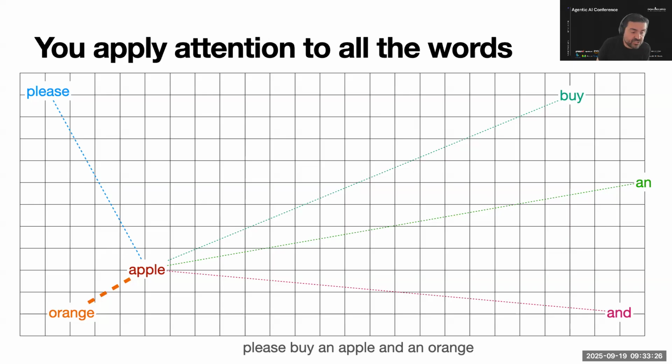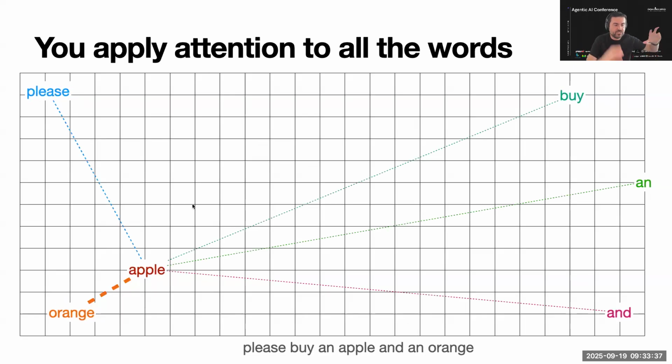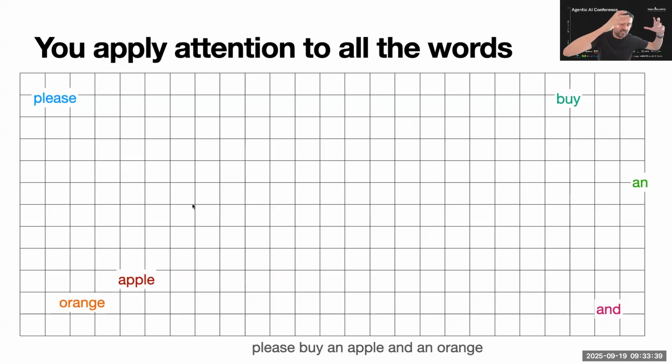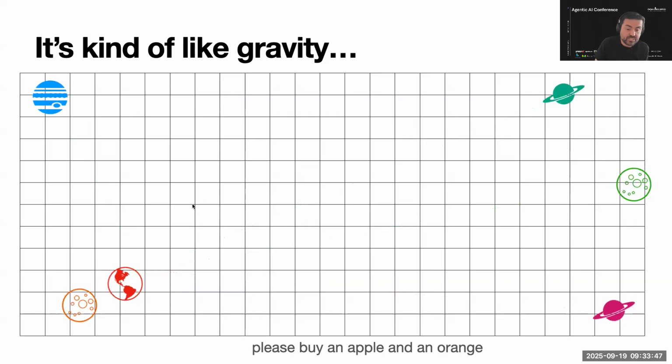So you just apply attention to all the words. And basically, these ones don't pull each other very much, but these ones pull strongly. So they just gravitate. Remember this, because this will come up in the future. Words just kind of gravitate to each other. And then context starts appearing, the way planets gravitate to each other, right? The Earth and the Moon pull each other a lot, but the Earth and Jupiter, not so much.